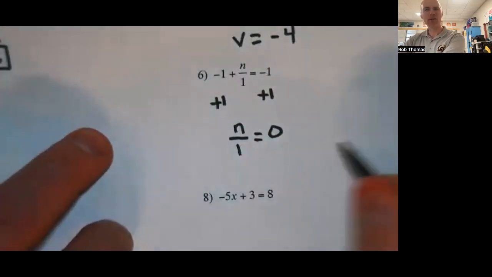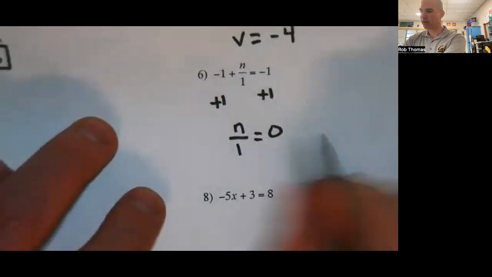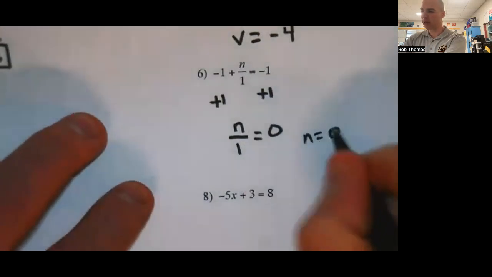So I guess you could argue that this was really a one-step equation, not a two-step equation. I'm just going to write n equals 0 here. And that's totally okay. You're allowed to have your variable represent 0. There's nothing wrong with that.